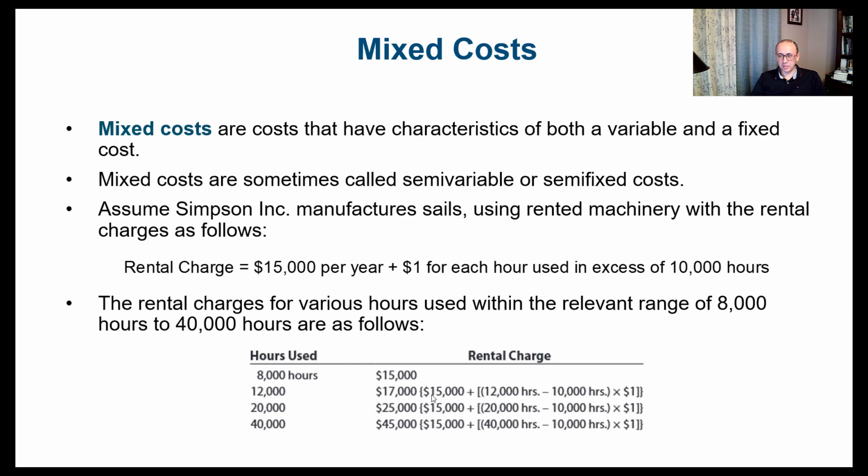Let's see the 20,000 hours. Again, we have the 15,000, which is our fixed charge, or the fixed rental charge up to 10,000 hours. Then we take the 20,000 minus the 10,000, which would be the extra hours. And here we have 10,000 hours multiplied by 1, that's 10,000, plus the 15,000, that's 25,000, and so on. So you see here we have a fixed component plus a variable component.